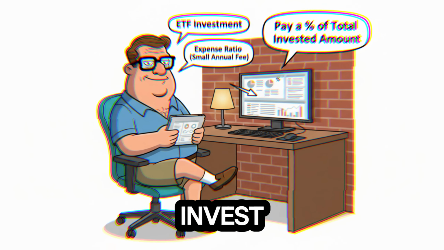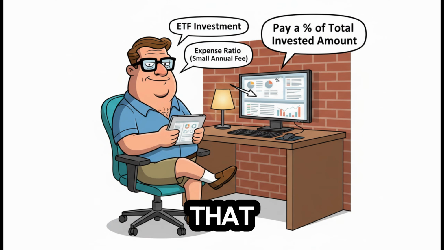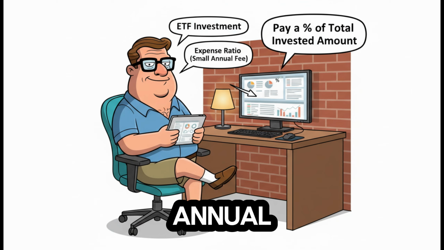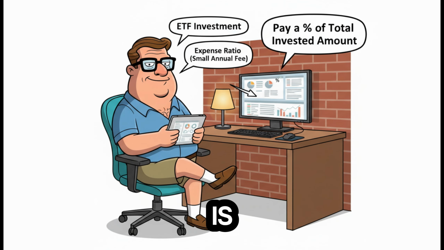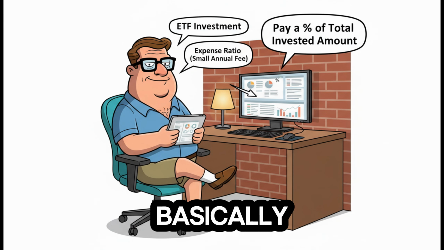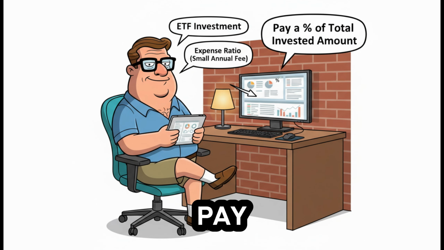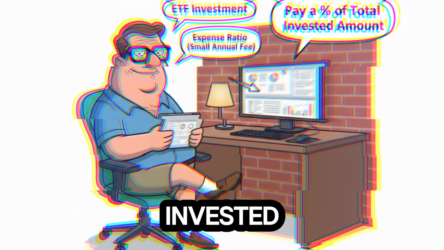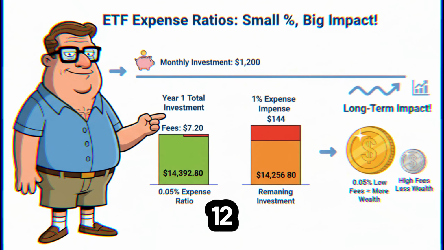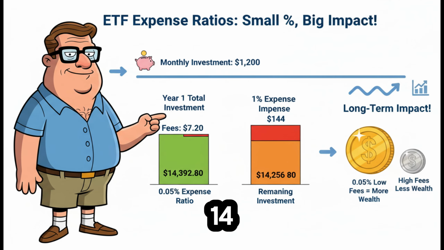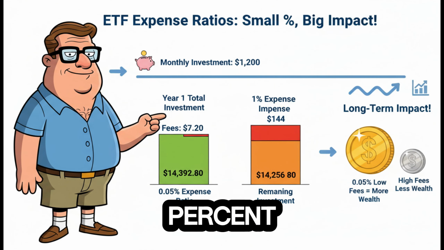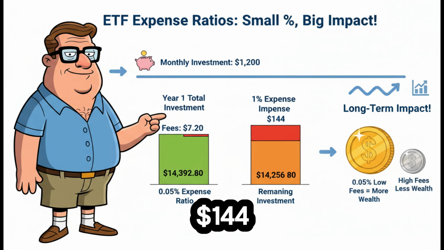Now, if you decide to invest in something like an ETF, just know that each ETF charges a small annual fee for managing your investments. This is known as the expense ratio. Basically, you'll have to pay a percentage of the total amount that you have actually invested. For example, if you invest $1,200 a month, that adds up to $14,400 over a year. If your ETF charges a 0.05% expense ratio, you'd only have to pay about $7.20 in fees for that year. But if it charged 1%, then you'd be paying around $144 instead.